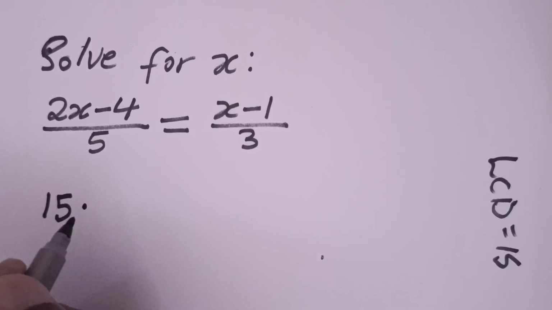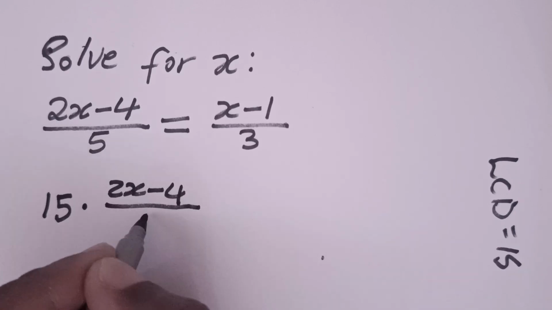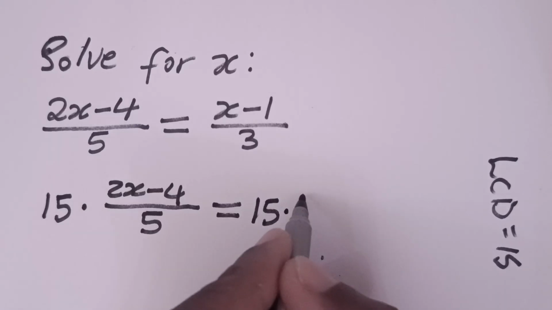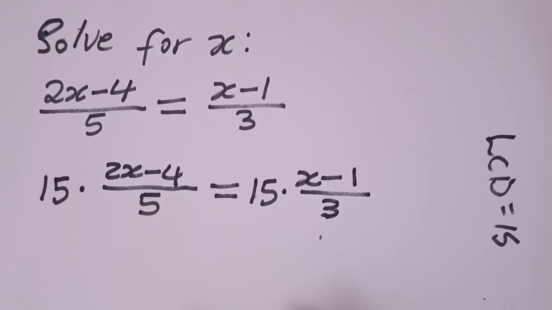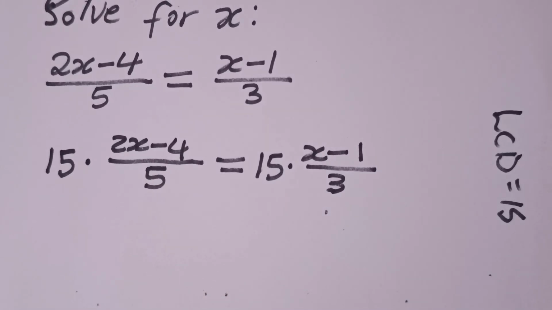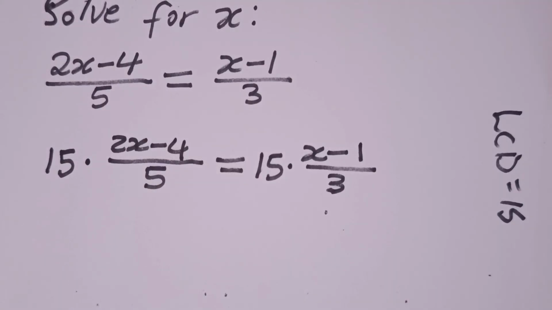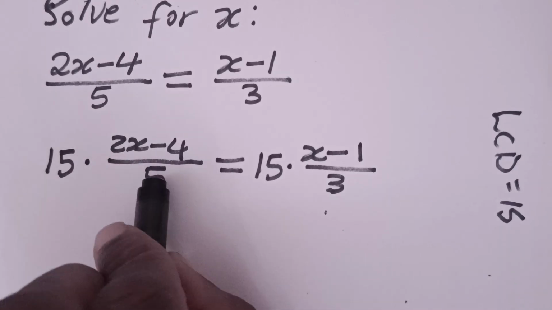way. So multiplying both sides by 15, you have 2x minus 4 all over 5 multiplied by 15 is equal to multiplying that side by 15, x minus 1 all over 3. You know that when 15 multiplies this particular term, it actually multiplies the numerator. So if it multiplies the numerator, you can easily say, okay, fine, the 5 into that particular 15, because this is going to be in the numerator, the 5 is in the denominator.